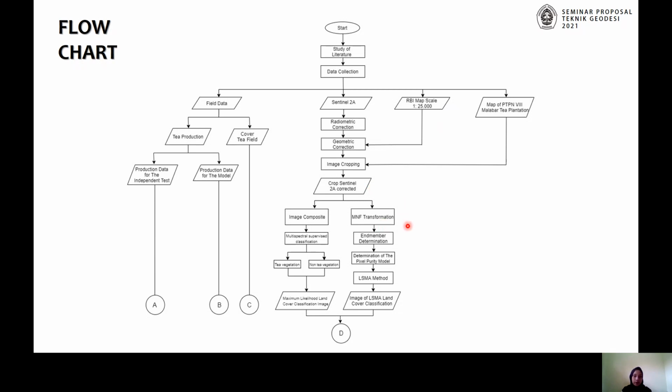Furthermore, a supervised classification process is carried out using maximum likelihood classification. The maximum likelihood is identifying land cover. Another classification is linear spectral mixture analysis. The stages of the LSMA method are MNF transformation and endmember determination to determine the type of land cover. For example, the endmembers are soil, tea, shadow, tree, and water.